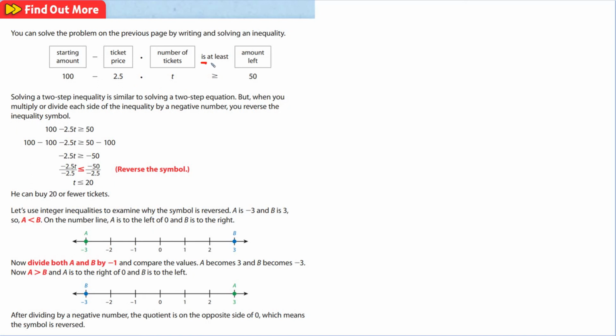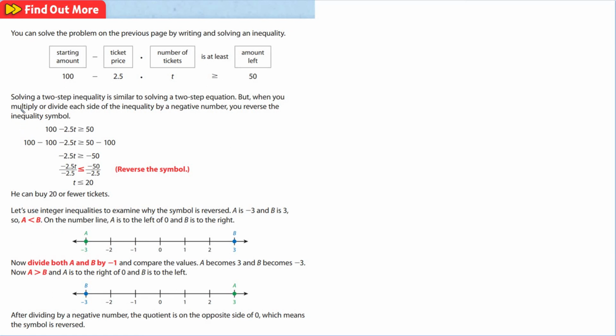Now, this is at least. Think about it. Is at least. It's not just less than or greater than, it's at least. So this amount has to be greater than or equal to, because you can still have it equal 50. That's why it says it's at least. That's huge understanding. Okay, so the amount left is 50.